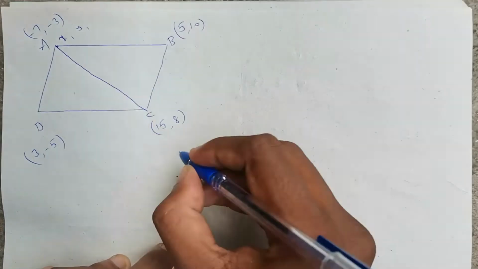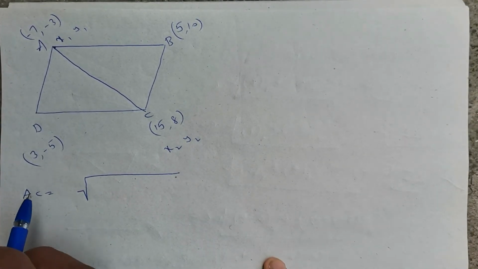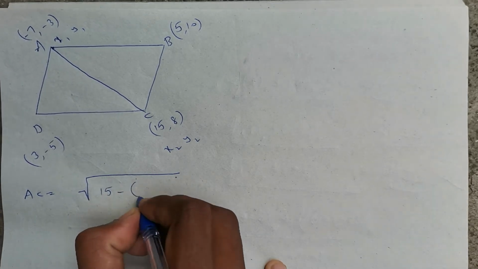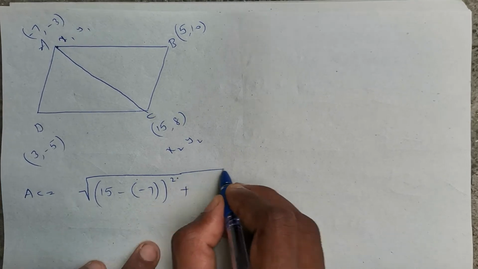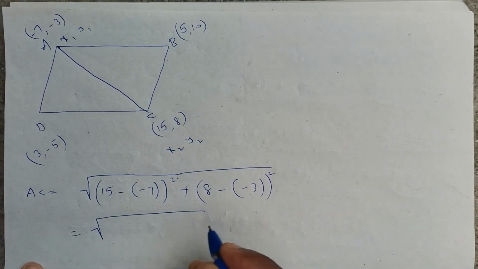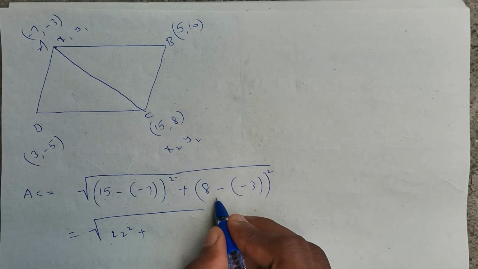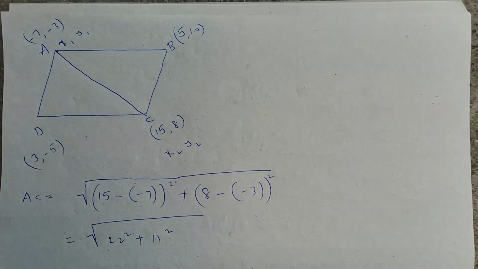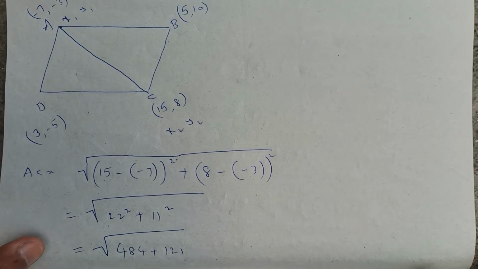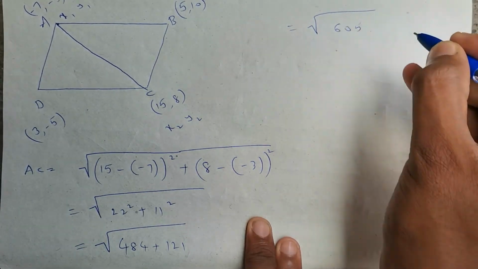This I am taking as x1 y1 and this I am taking as x2 y2. So AC is equals to under root x2 minus x1, here it is 15, this is already minus 7, so minus of minus 7 is plus 7, 15 minus of minus 7 whole square plus y2 minus y1, here it is 8 minus y1 which is minus 3 whole square, which is equals to under root 15 plus 7 is 22 square plus 8 plus 3 is 11 square, is equals to under root 22 square 484 plus 11 square 121, is equals to under root 484 plus 121, 605. This is one of the diagonals.